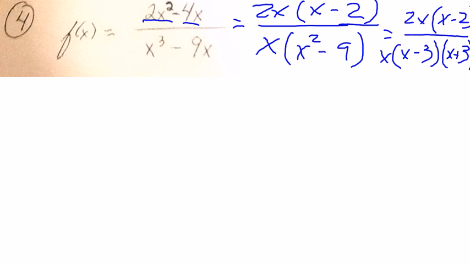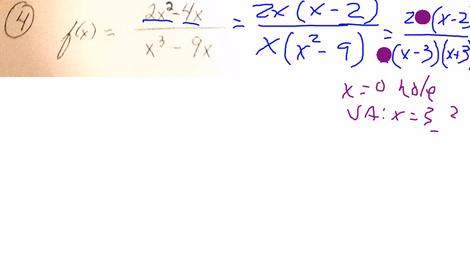So now I can see that I have a factor of x in the numerator and the denominator. So I'm going to get a big ol' hole right there at x equals 0. And I can see I'm going to get a vertical asymptote at x equals 3 and negative 3. And I can see that my function is going to equal 0 at x equals 2.